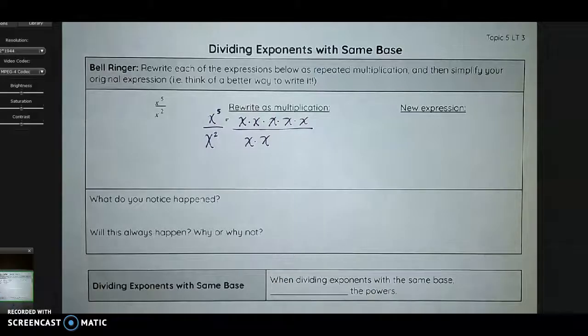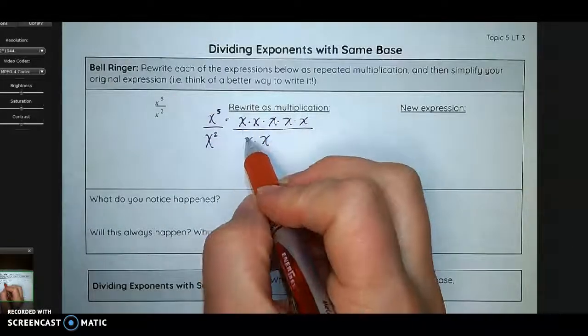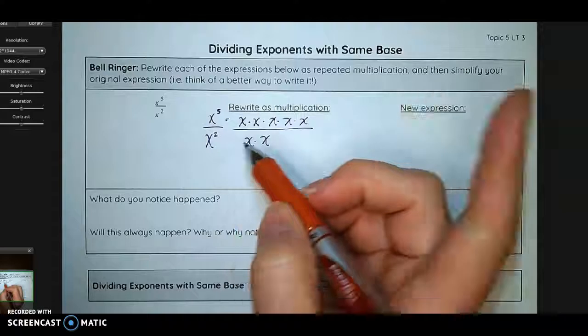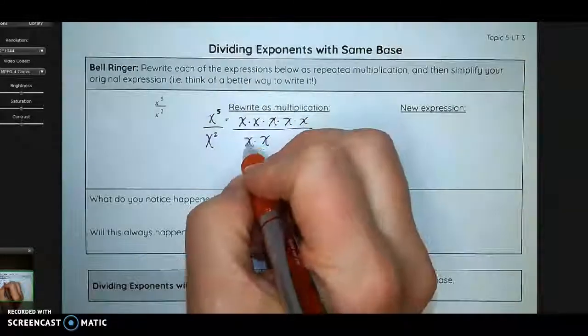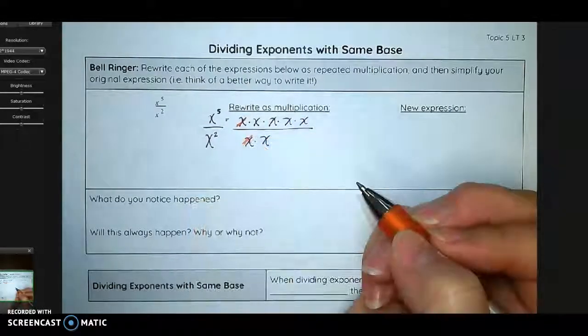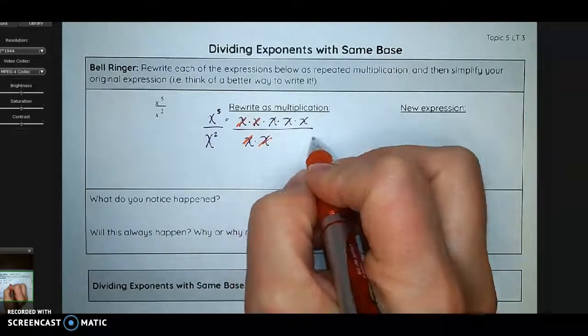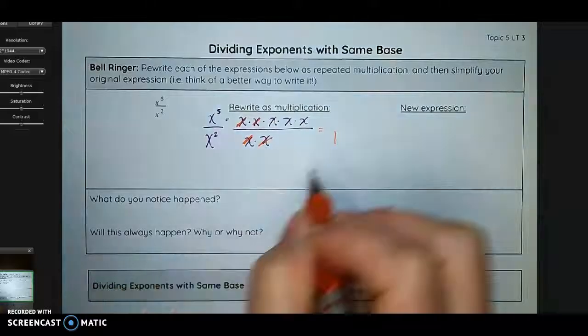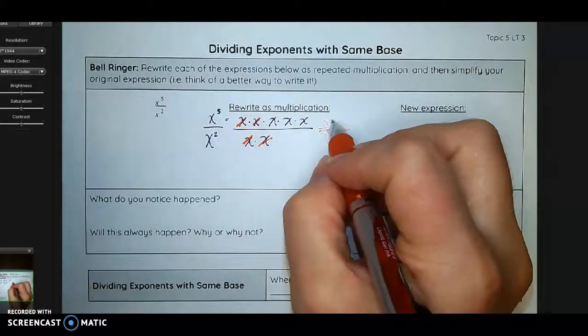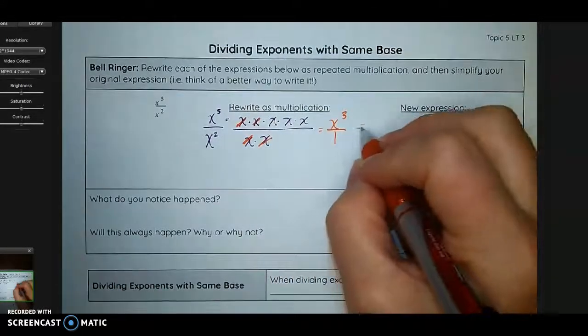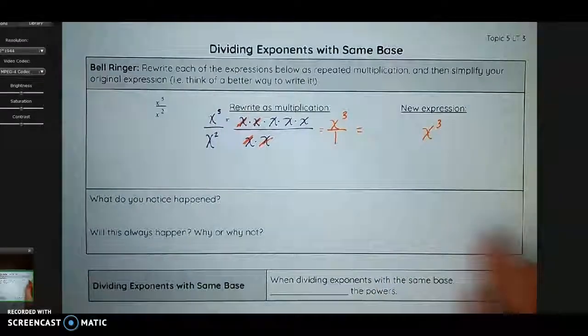So if I have one on the top and one on the bottom, this would be like 6 divided by 6. Well, 6 divided by 6 is 1, and that just cancels itself out. So x divided by x is also 1, so those cancel out. Those also cancel out. I'm left with nothing in the bottom, so it's like I have a 1 there. And I still have x to the third. So my new expression is going to be x to the third.